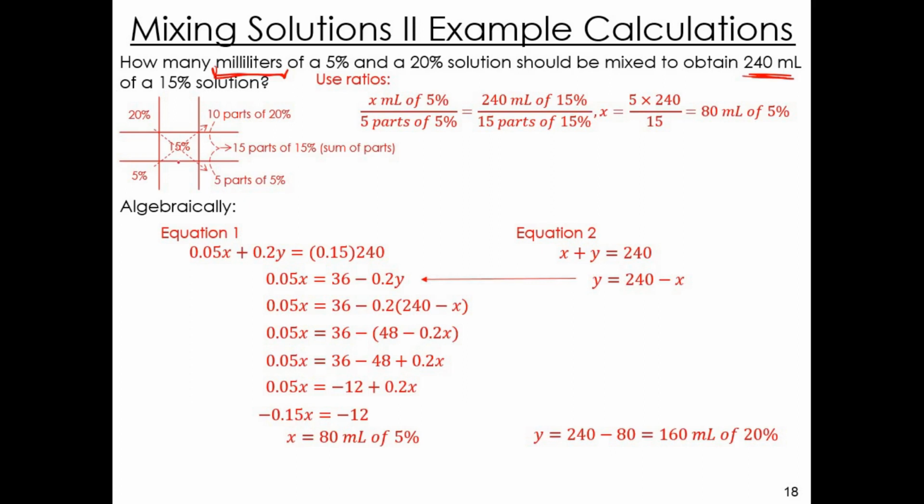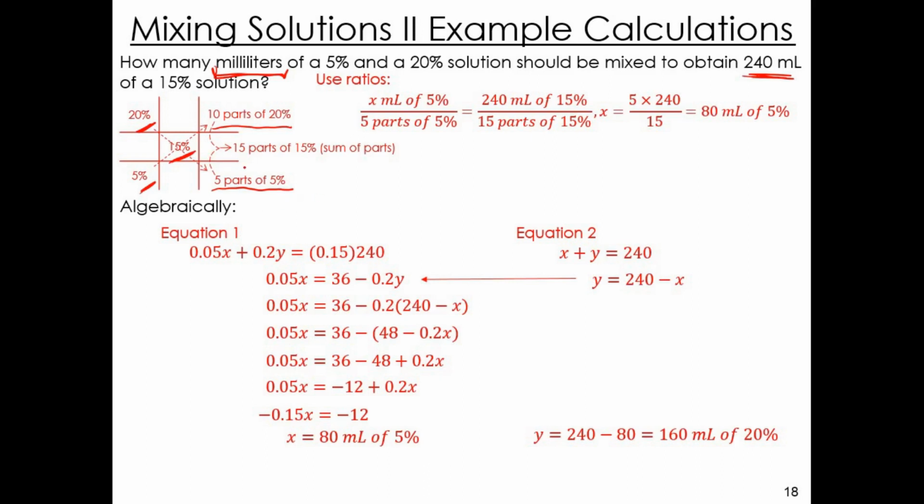And so using the tic-tac-toe method, we have the desired concentration in the middle. We want 15%. We have the one larger up in the upper left. We have the smaller in the lower left. We subtract 5 from 15 to get 10 parts of 20%. We subtract 15 from 20 to get 5 parts of 5%.